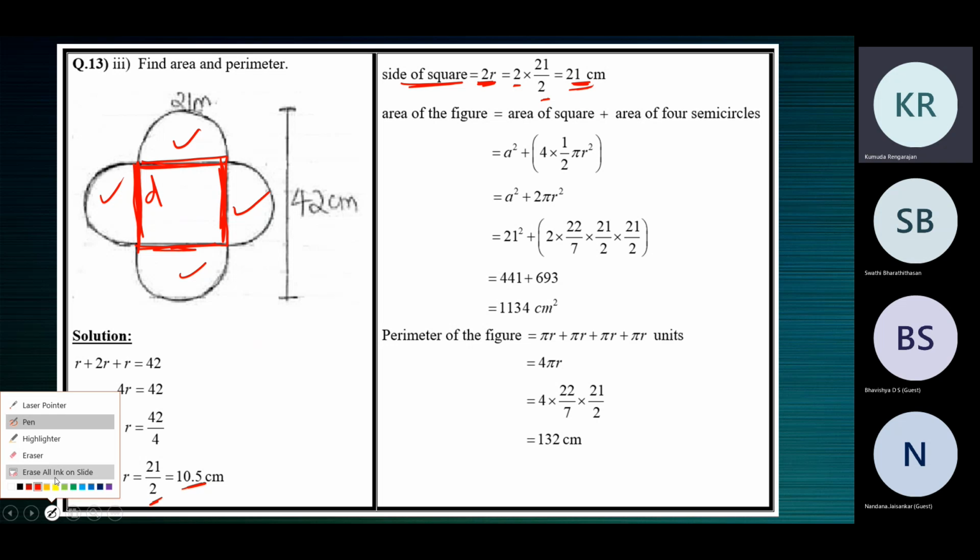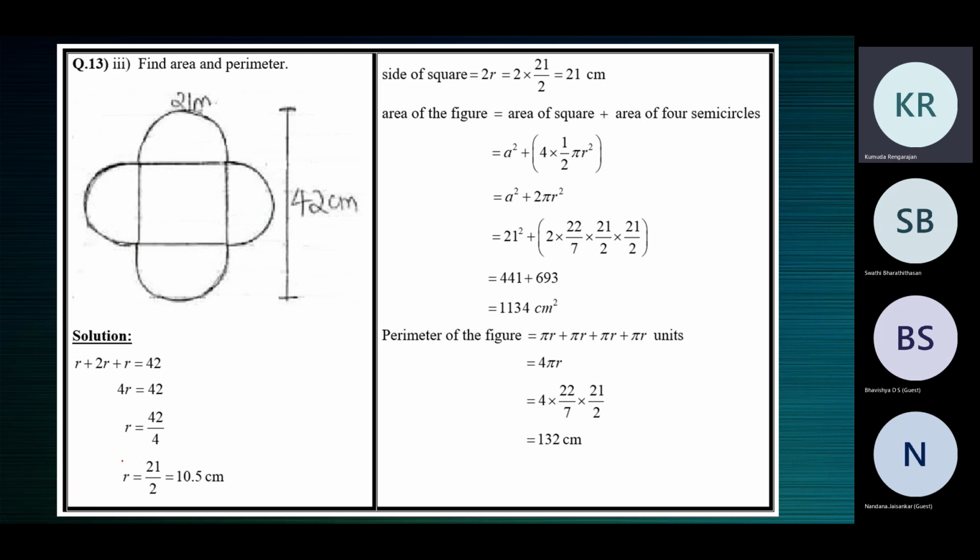Since we have two figures, semicircle and square, you need to find the radius of the semicircle and the side of the square. Now we got both. Now the area of the figure is the area of the square plus the area of the 4 semicircles. The area of one semicircle is half pi r square. So 4 semicircles, 4 into half pi r square.